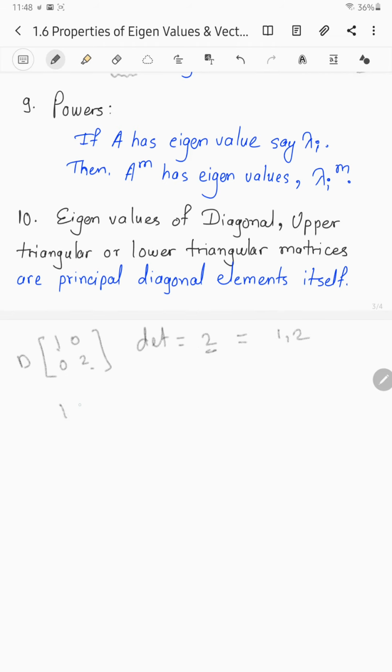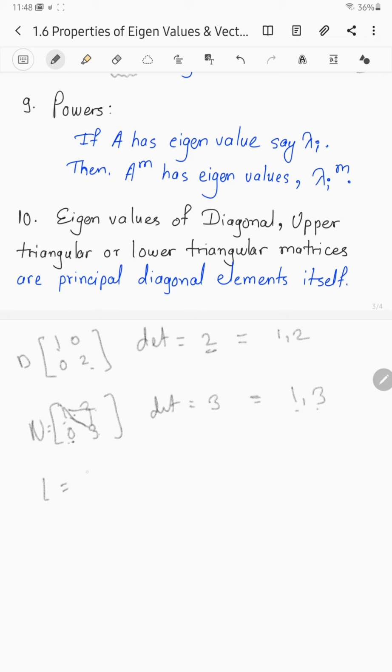Suppose I take the upper triangular matrix 1 2 0 3. This is an upper triangular matrix: all entries below the diagonal are 0. Here the determinant is 1 into 3 minus 0 into 2, so it is also 3. For an upper triangular matrix, the eigenvalues are 1 and 3, which are the elements of the diagonal. Again 1 and 3, their product is 3.